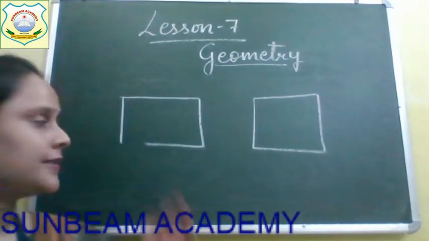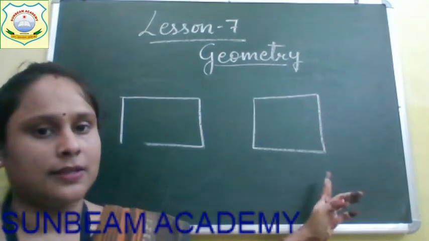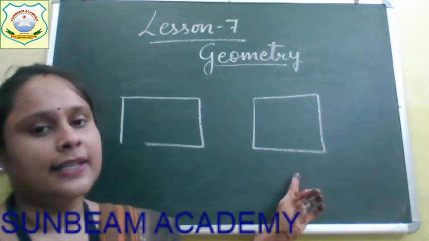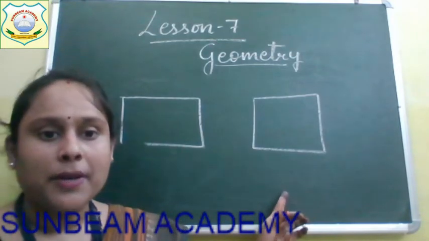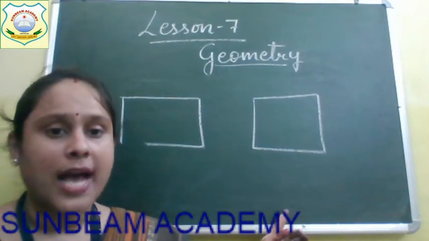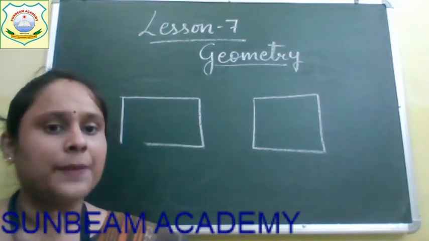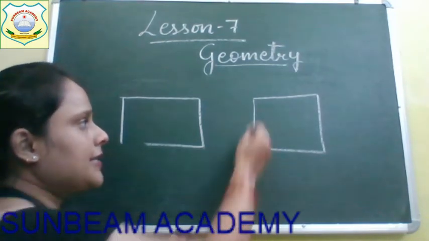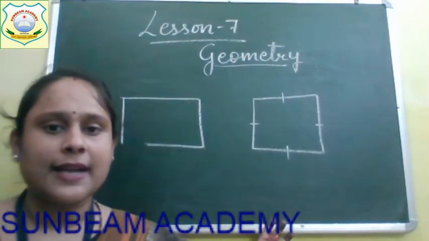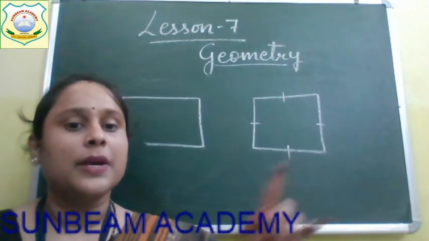Now children, on the screen you can see there are two figures. One is an incomplete or open figure and the other one is a closed figure. A simple closed figure which is made up of three or more line segments is known as a polygon. How many line segments is this shape made of? 1, 2, 3, 4. Four line segments, and it is completely closed. It is not open anywhere.